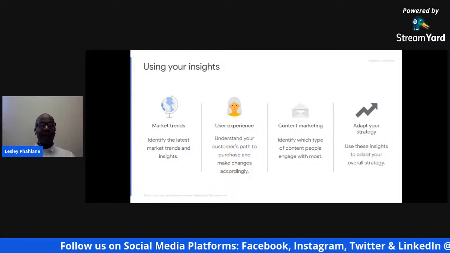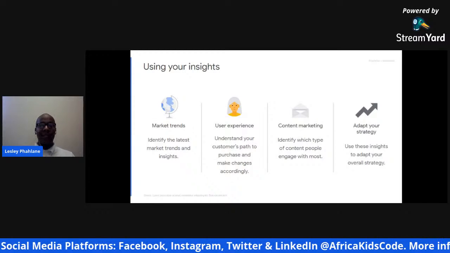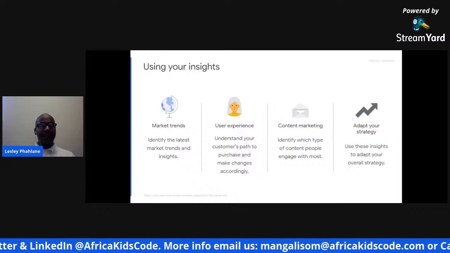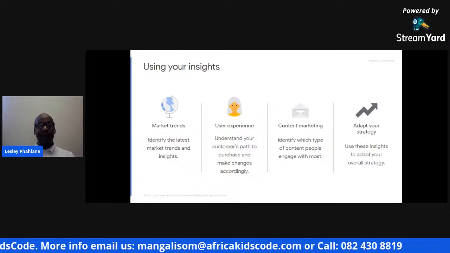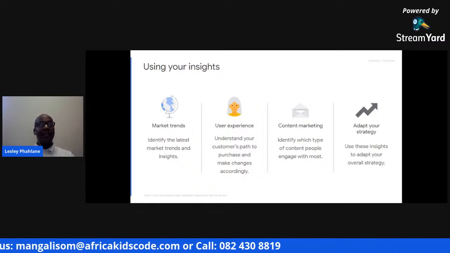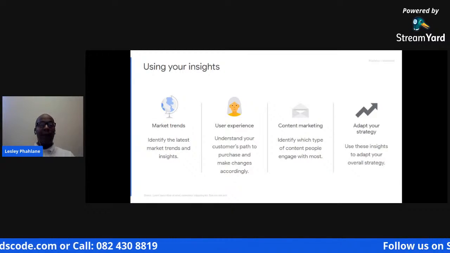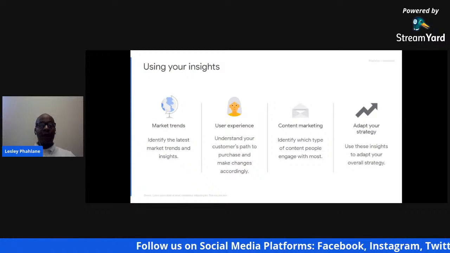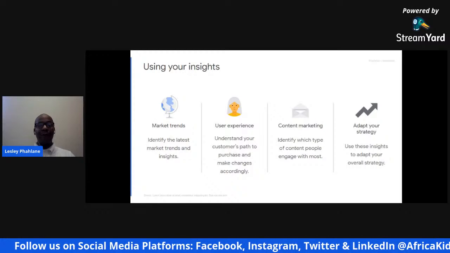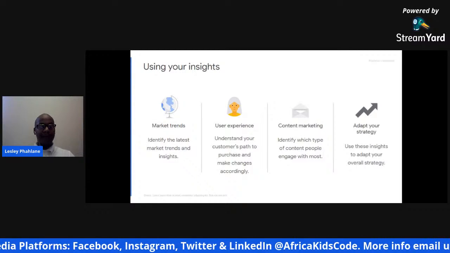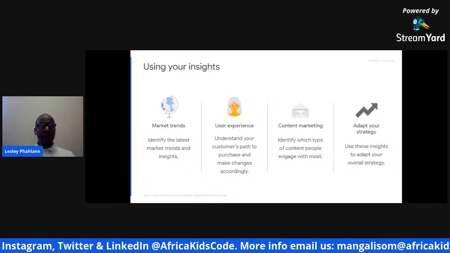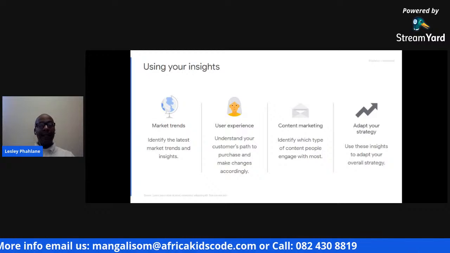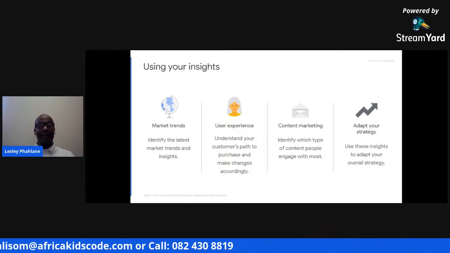Let's take Twitter, for example. You can use the hashtag to find out what's trending on Twitter. And then also user experience, to better understand their path to pages. Like what do they do on your website before checking out? You also identify what content users like to influence your content marketing plan. Or lastly, use these insights to adapt your overall strategy.